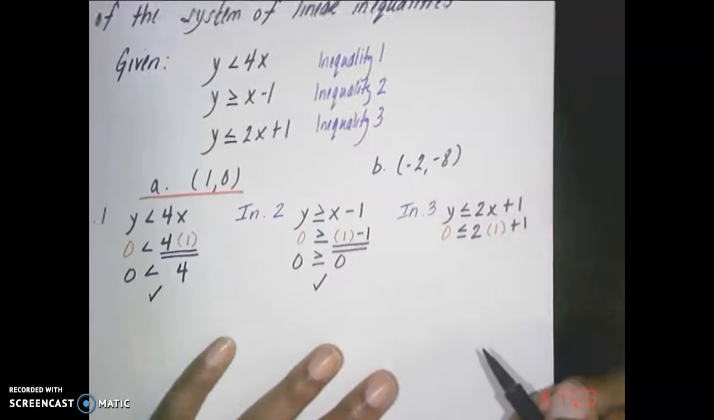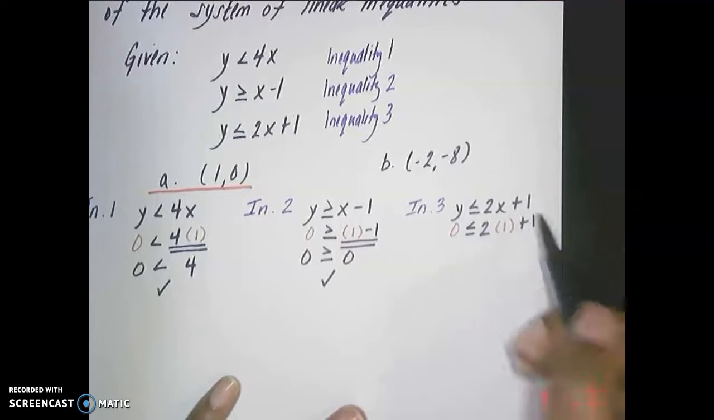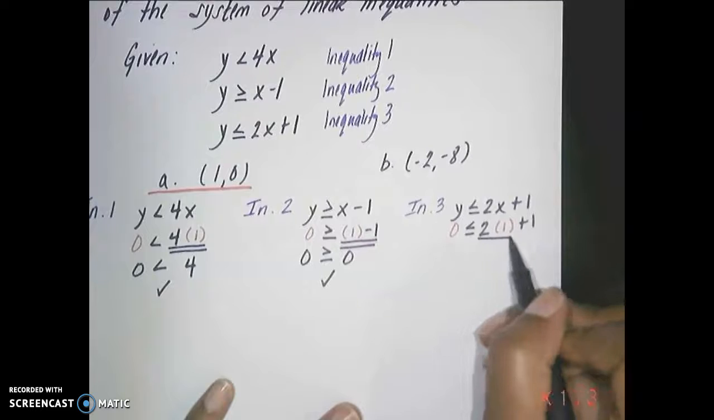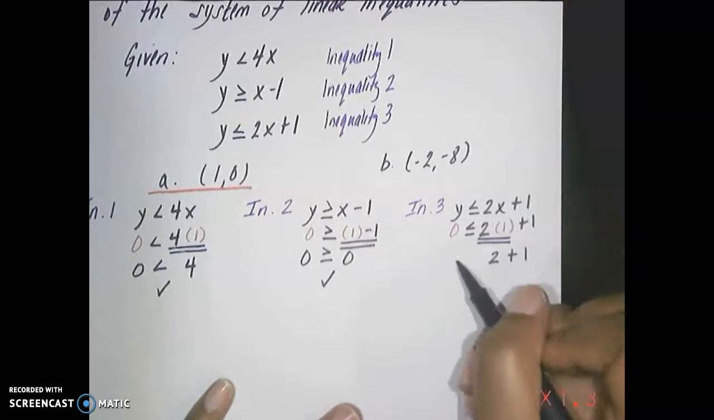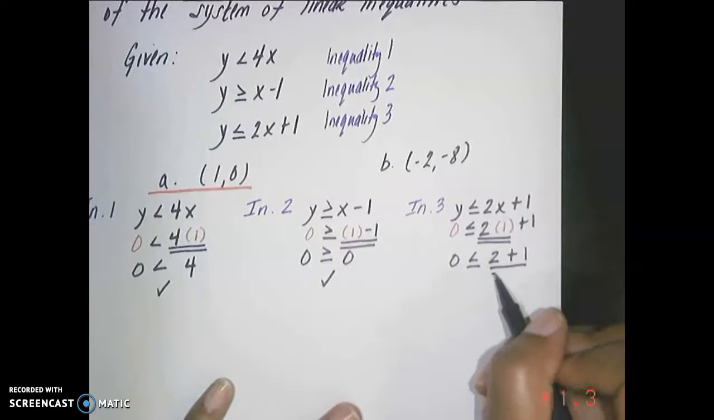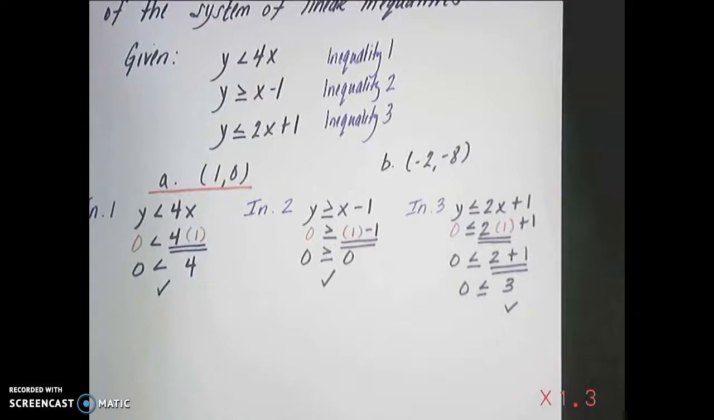So then over here we have y is less than or equal to 2x plus 1. We have to do two things here to simplify. The first thing we need to do is multiply 2 times 1, and we get 2 plus that same 1 that's here, and we need to see if 0 is less than or equal to 2 plus 1. 2 plus 1 is going to be 3. 0 is less than or equal to 3. So that means that in all three inequalities, the point (1, 0) worked. So (1, 0) is going to be a solution to this system of linear inequalities.